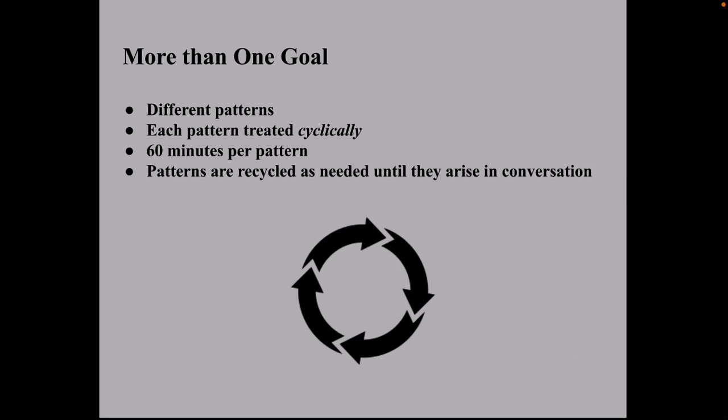There is more than one goal in the cycles approach, and these different goals are the different types of patterns that you're trying to treat. Each pattern is treated cyclically, and there are 60 minutes per pattern. This could be divided up into 2 sessions of 20 minutes, or it could be a whole session of 60 minutes, etc. And it's a total of 60 minutes per week, typically. And then the patterns are recycled as needed until they arise in conversation. So you reapply the cyclical steps until the correct versions of those patterns become the norm.